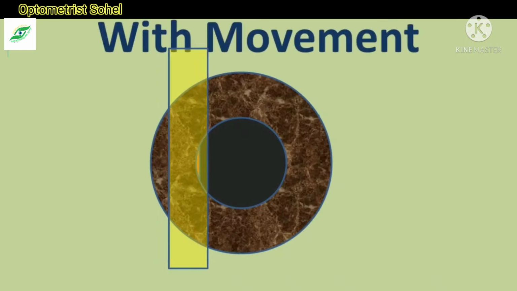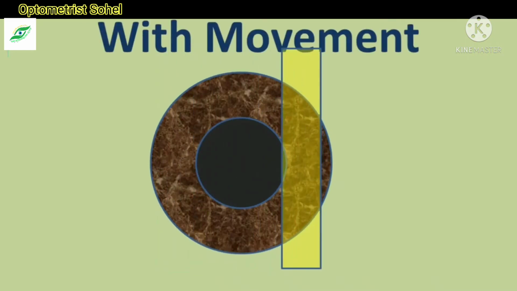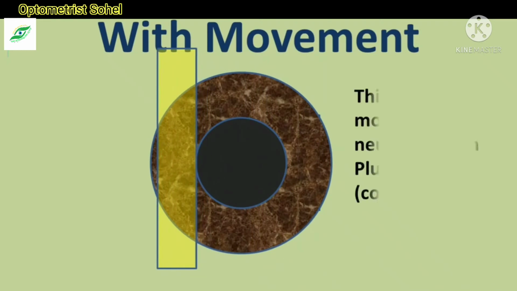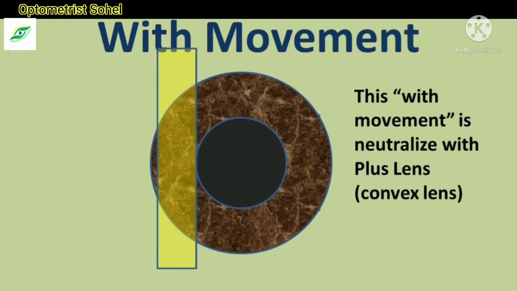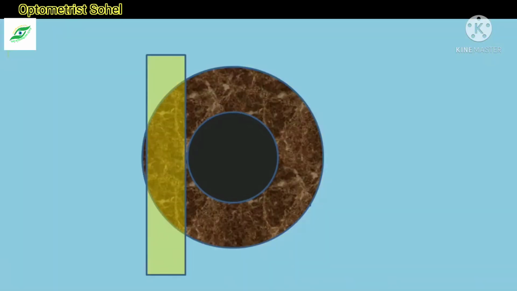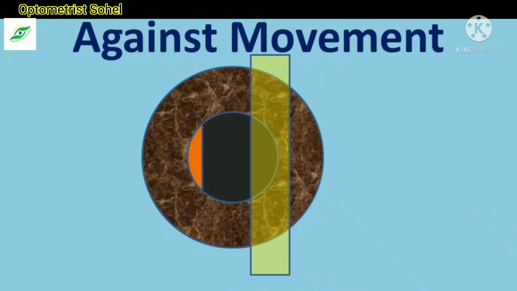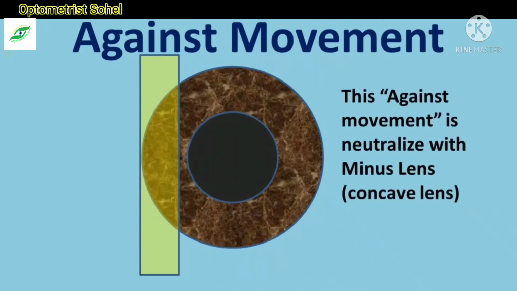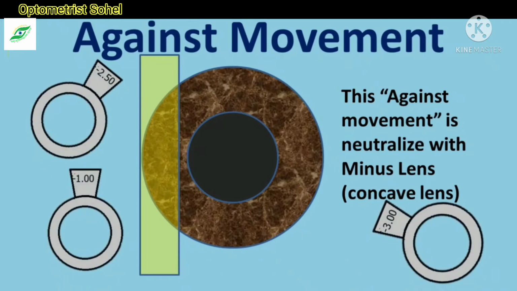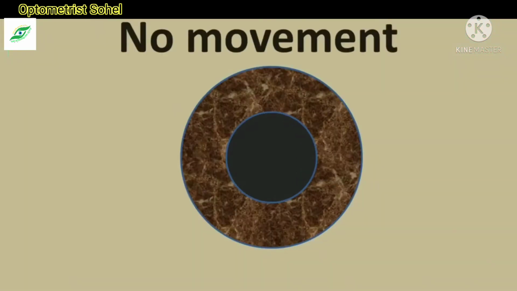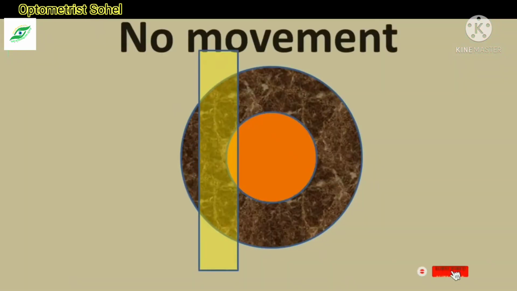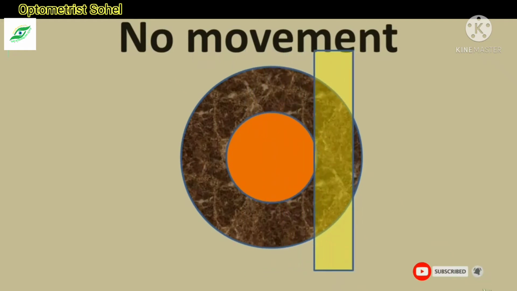With movement. This with movement is neutralized with plus lens. Against movement. This against movement is neutralized with minus lens. No movement. This is the neutralization point.